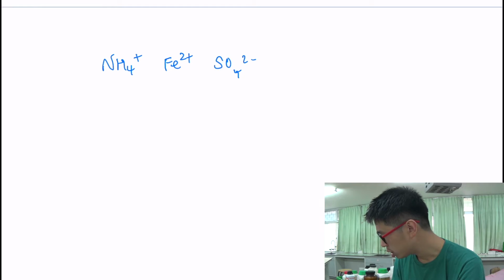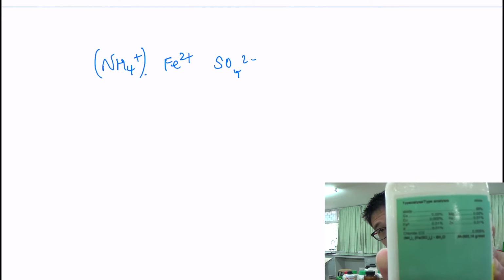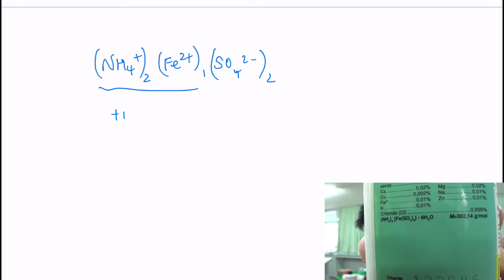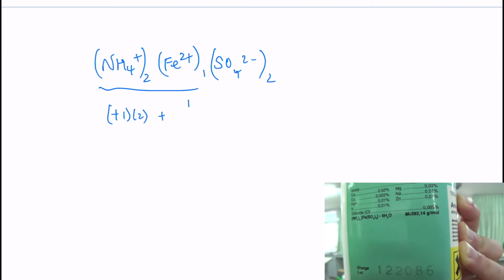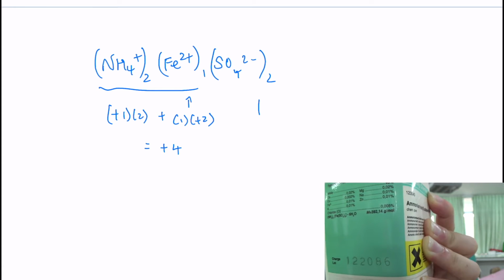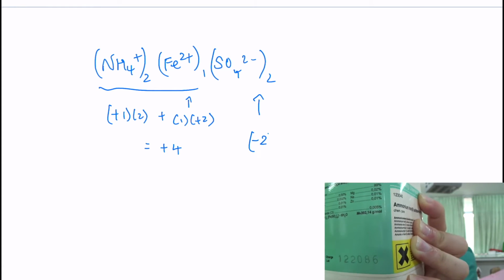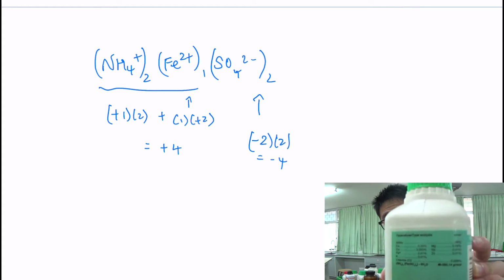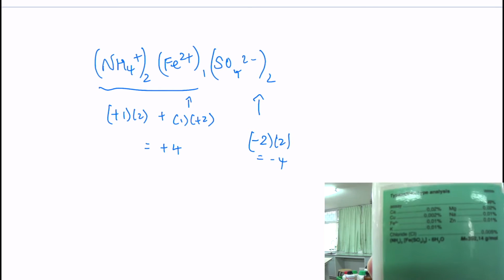Again, we know the charges of the ions, and in terms of balancing the charges, you will need two of the ammonium. As you can see, this is the formula: 2 of the ammonium, 1 of the iron 2+. Because you have +1 times 2, then 1 times +2, that gives you +4, and that charge will be balanced out by -2 times 2, which is -4. So the overall compound has no charge at all.